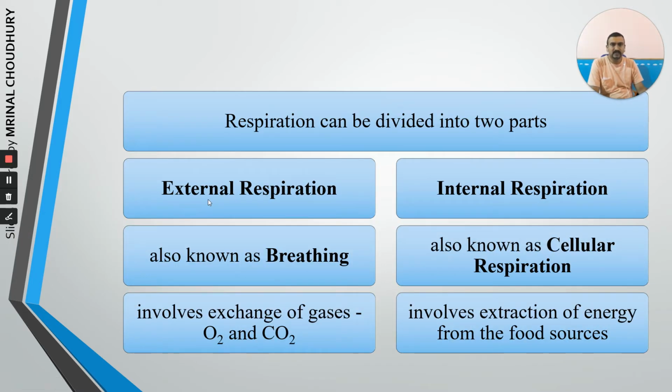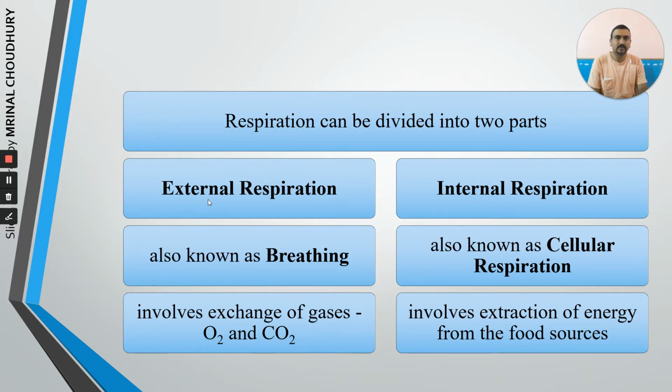One is called external respiration, the other is called internal respiration. External respiration is the main process during which the exchange of gases, that is oxygen and carbon dioxide, takes place, which in human beings we call breathing. However, internal respiration is also called cellular respiration because this process happens inside the cell. During this process, some chemical reactions are involved to extract the energy from the various sources of energy.